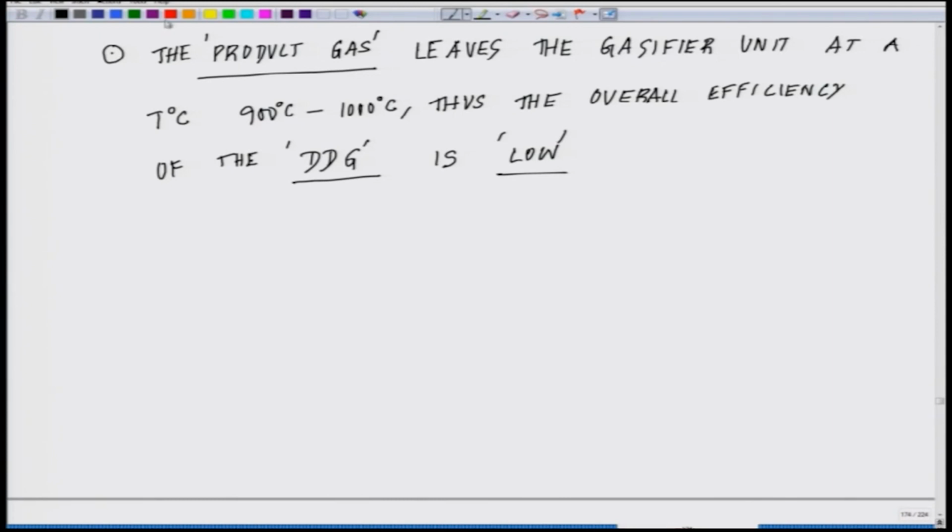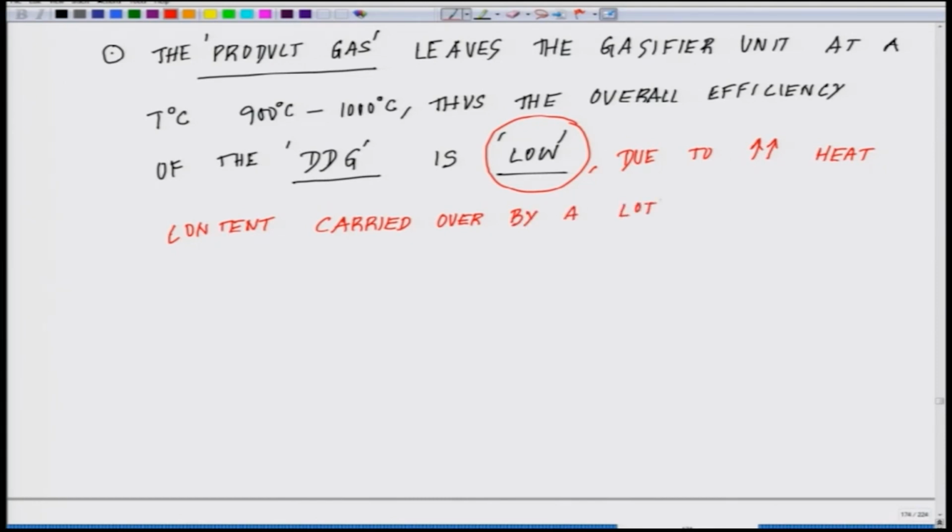So, this is the first take home message. The downdrift has a lower efficiency due to the high heat content carried over by a lot of hot gas. So, keep this aspect in mind.